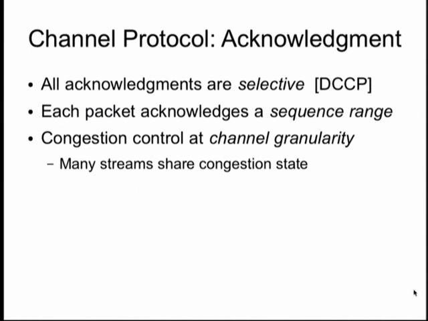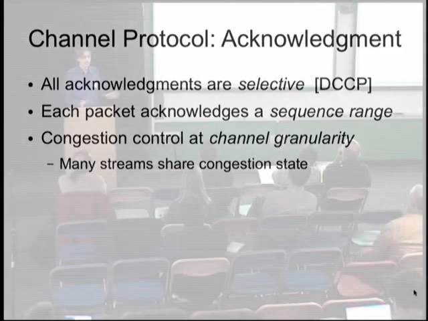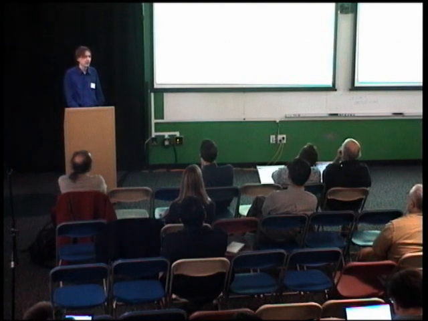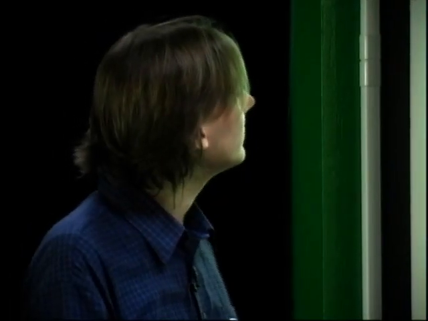And finally, using this sequence numbering and acknowledgement information, the channel protocol implements congestion control so that all of the streams that get multiplexed onto a particular channel automatically share the same congestion control state. And I'm not actually going to talk much about congestion control. Currently, SST just uses more or less standard TCP congestion control. It doesn't try to innovate in that respect. The important point is just that the congestion control is associated with the channel.